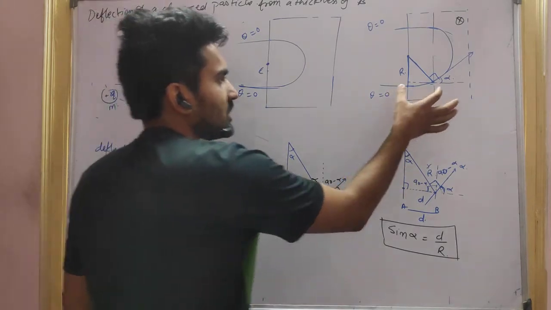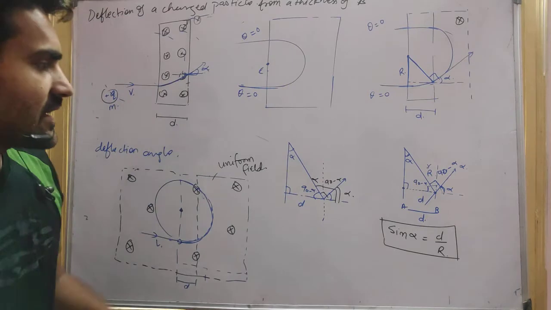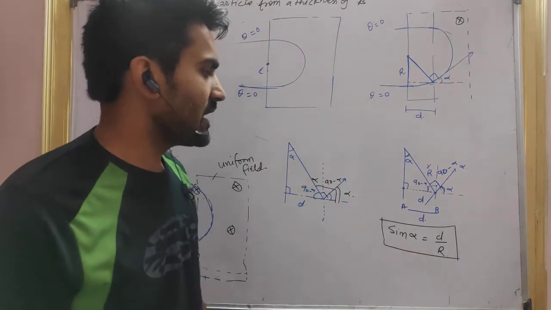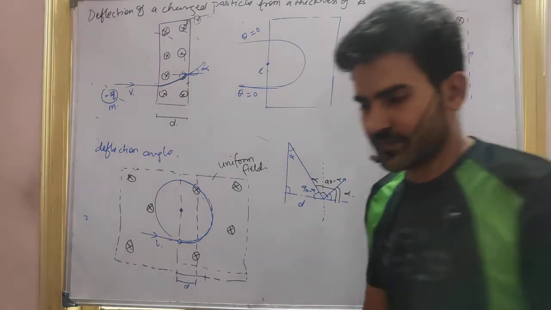So let's say this length is d. We will make the geometry of this and we'll get the alpha angle. Sin alpha is d by r. I think this point is clear for you guys now.